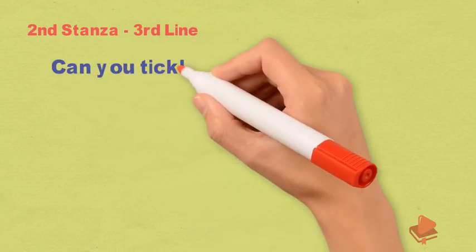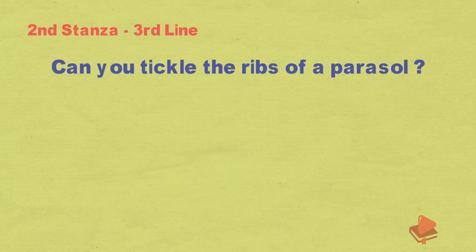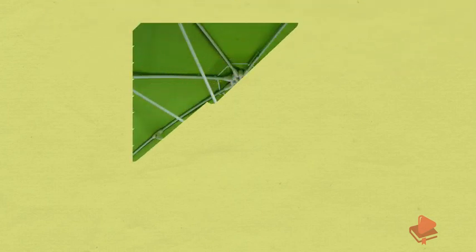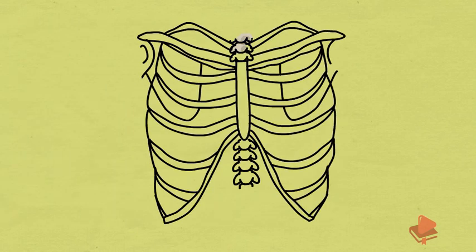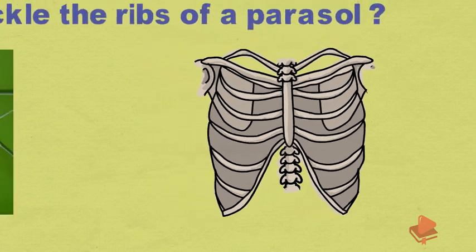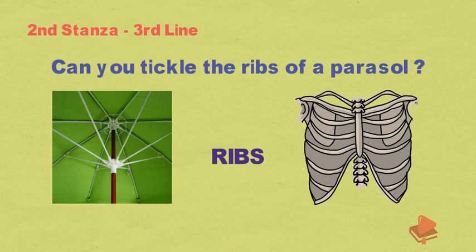Here the poet tells, can you tickle the ribs of a parasol? Parasol means an umbrella in this line. And the ribs here are actually the sticks or the parts that are joining the umbrella. Here in this picture, you can see the ribs of a human body. If someone tickles, the person actually laughs. So in this line, the homograph is ribs.